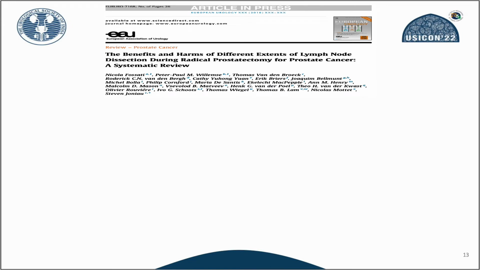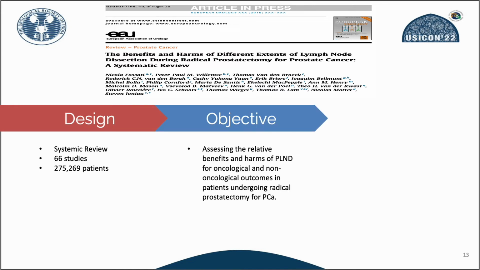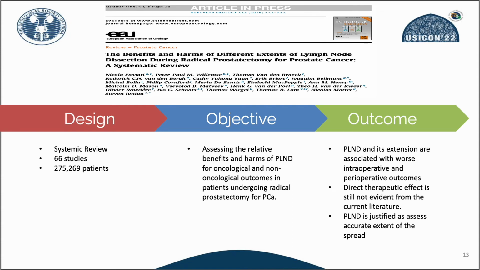Another important study by Fossati, the benefit and harms of different extent of lymph node dissection during radical prostatectomy, a systematic review. It studied 66 studies and over 275,000 patients were involved. The main objective was assessing the relative benefit and harms of PLND for oncological and non-oncological outcomes in patients undergoing radical prostatectomy for cancer prostate. The outcomes were that PLND and its extension are associated with worse intraoperative and perioperative outcomes. Direct therapeutic effect is still not evident from current literature. Still, PLND is justified as it assesses the accurate extent of the spread.